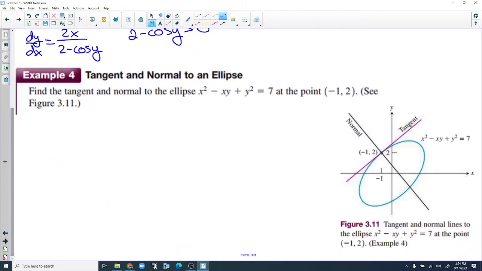Tangent and normal to an ellipse. Find the tangent and normal to the ellipse at the point -1, 2. See figure 3.1.1. So the point is -1, 2. We already have the point, we need the slope.